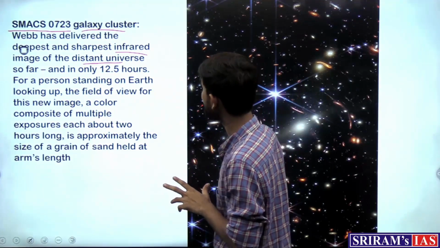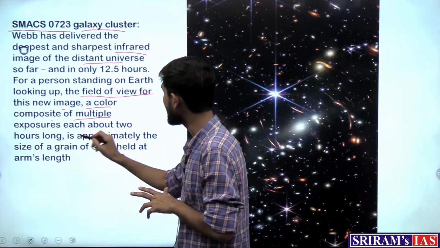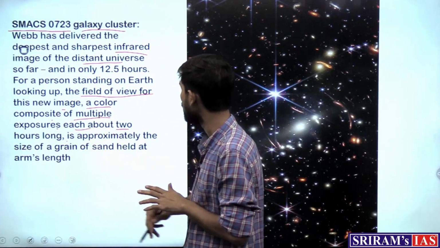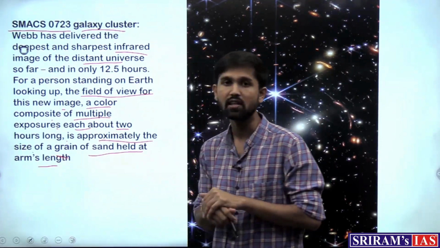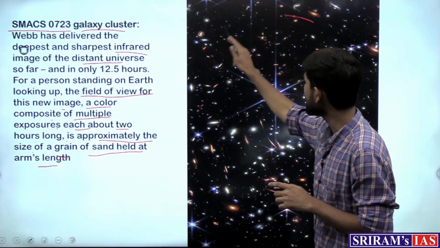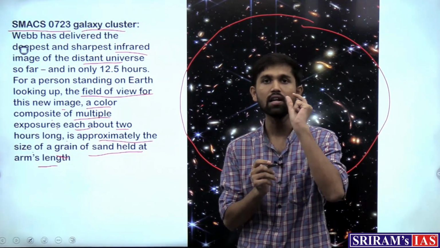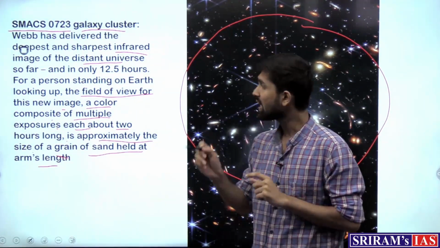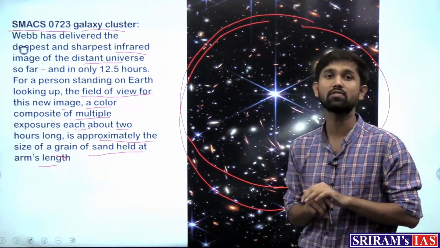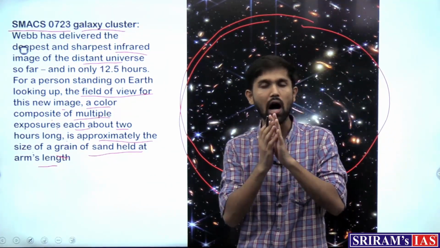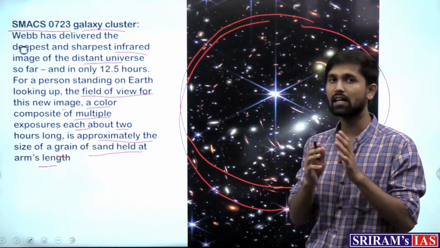But this whole expanse is the field of view for this new image, a color composite of multiple exposures, each about 2 hours long, and it is approximately the size of a grain of sand held at arm's length. So this means that this particular image of space, in reality for us, is the size of a sand grain held at arm's length. In that minuscule size, we are able to capture this vast expanse of space. Can we get an idea as to how huge the universe is by this? This is the startling thing that comes out from this image.